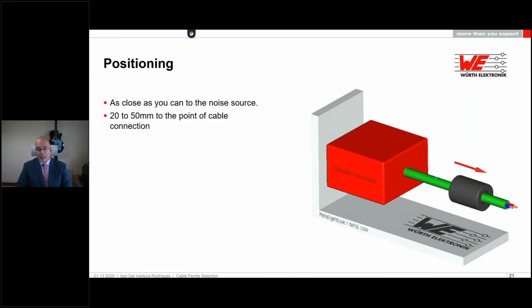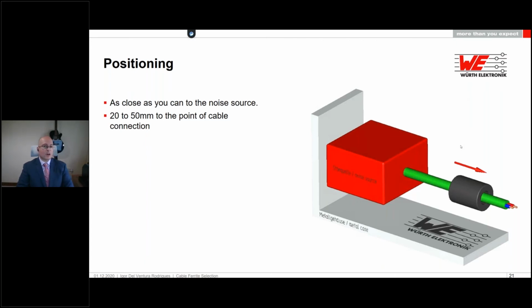Okay. And of course, you cannot put it too close to your device, to the point that it will be touching and rattling around here and risking to break or something. That's why we observe this little distance. Okay.